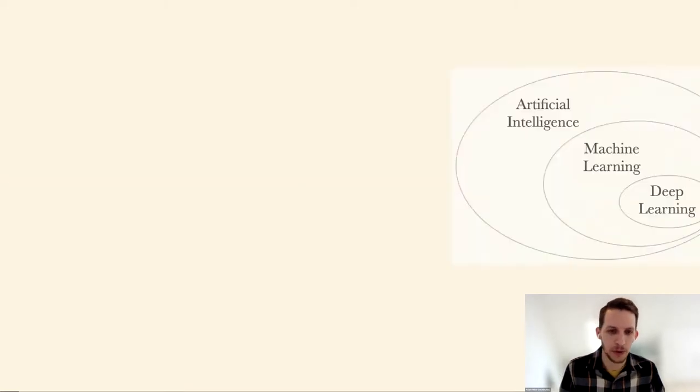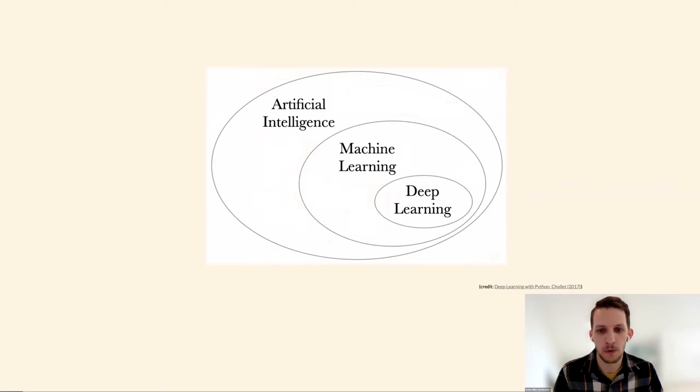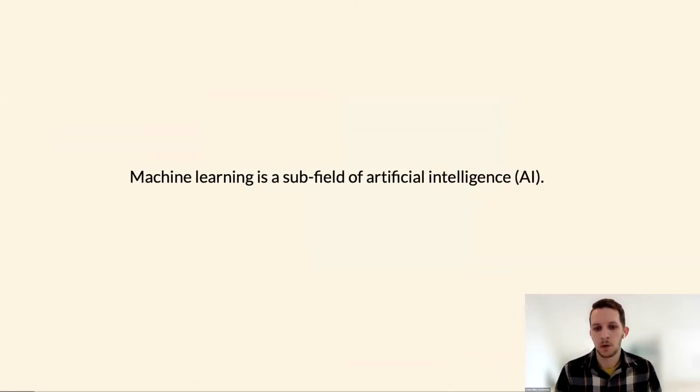And I actually found that the following figure is the most useful I have ever seen in terms of a quick and simplified understanding of what's going on. So in the picture here, you can see that we have this large bubble that is artificial intelligence, or what I will refer to as AI moving forward. And machine learning is a subset of that. And deep learning is a subset of machine learning, as I'll explain in a little bit more detail. Okay, so machine learning is a subfield of artificial intelligence.